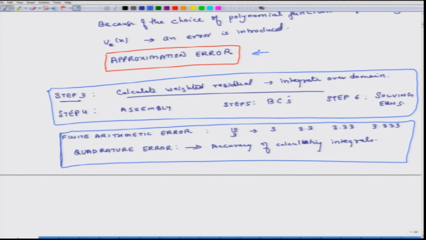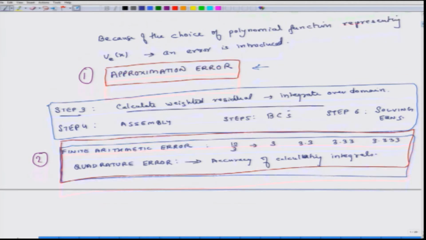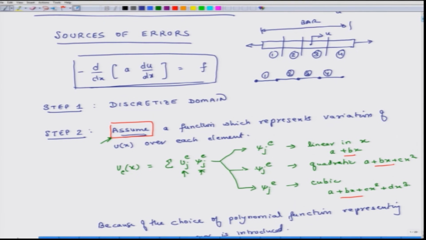So, this is the second source of error. The first source of error was approximation error. The second source of error is computational error, which can be of two types, finite arithmetic error and quadrature error. Okay. So, this is the second source of error. So, principally these are the two broad types of errors which are there in picture when we handle one dimensional problems such as this. So, this is a 1D problem.